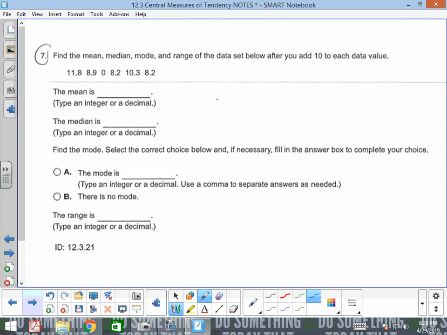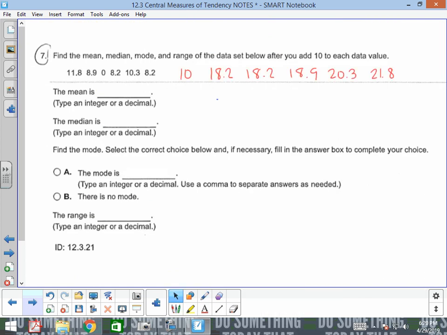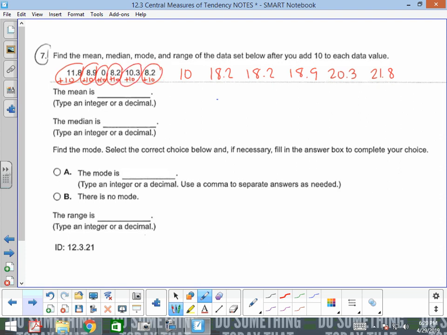All right, now number 7. Number 7 says, find the mean and median and mode and range of the data set below after you add 10. So I'm going to add 10, and then I'm going to put them in order. So I added 10, so 10 plus 0, that's the smaller one. And then this will be 21.8, this is 18.9, 18.2, 20.3, and 18.2. So I put those numbers in order after I added 10.